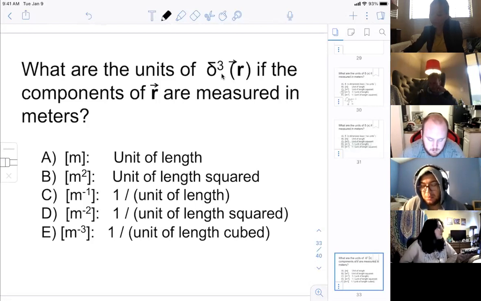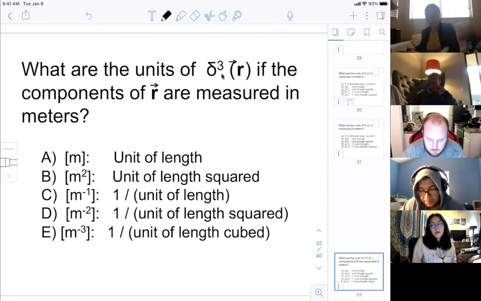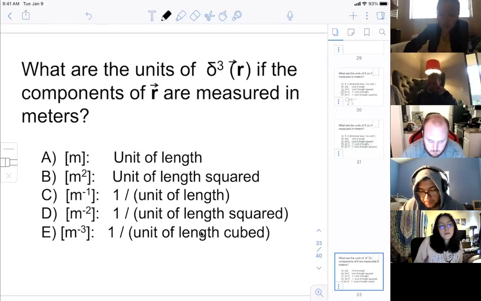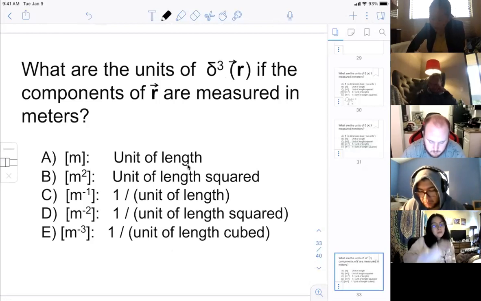Okay, any last minute vote? Okay, I'm going to end the poll right now. It seems like most of us are in agreement here in terms of the units.